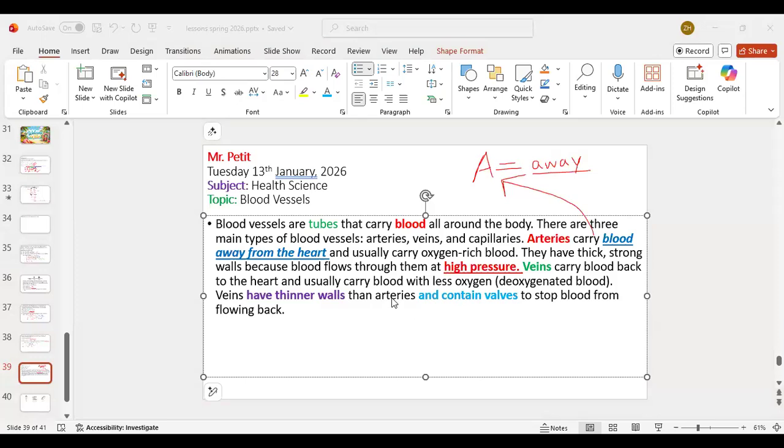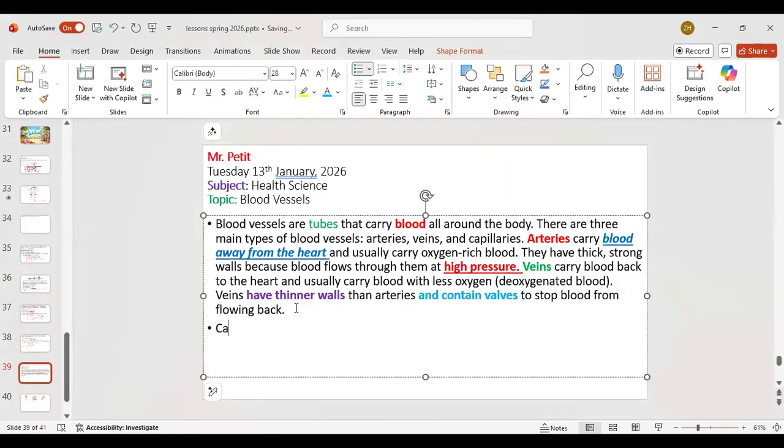Thank you. So veins have thinner walls than arteries and contain valves to stop blood from flowing back. Valves are there to prevent the backflow of blood. Arteries do not have valves. Only veins have valves. Valves are there to prevent blood from going backward. Okay, so let's go to the next paragraph.